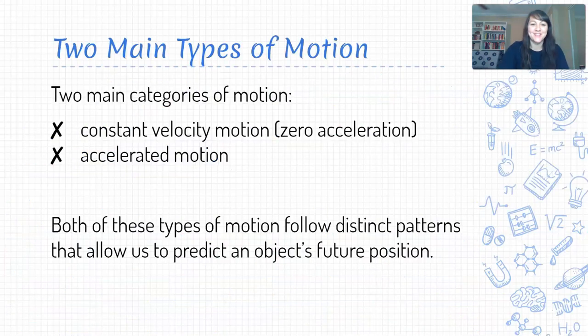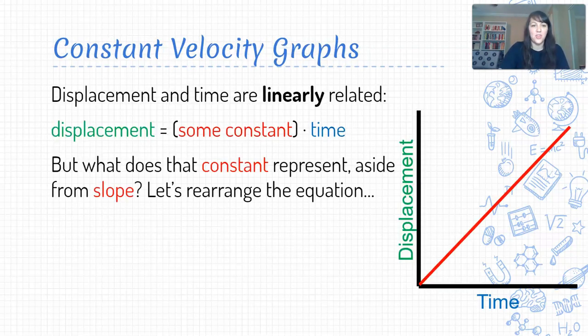So let's dive in. As a reminder, we've got two big categories of motion. There's constant velocity motion, where an object maintains a constant speed, constant direction, isn't accelerating in any way. And then the alternative is accelerated motion, where an object is speeding up or slowing down or changing direction in some way. So we'll discuss each of these different categories separately because they require slightly different thinking.